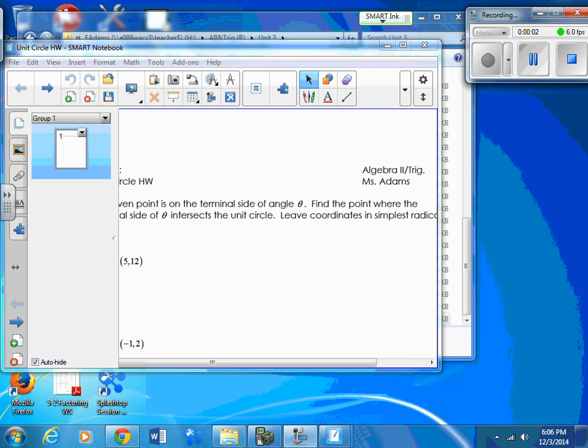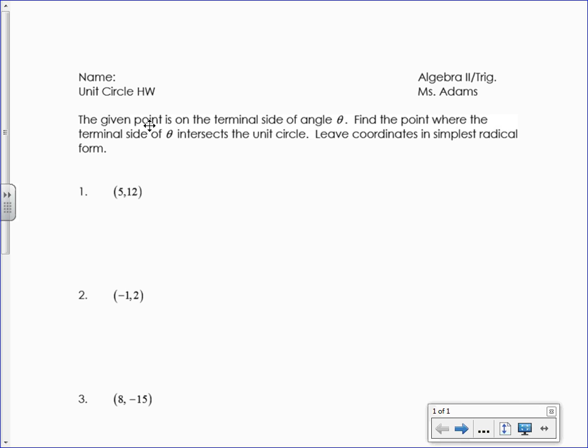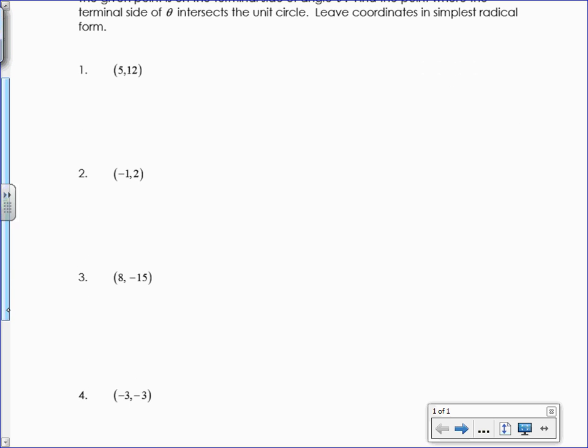We previously had to do number 1 on this assignment for homework. For the direct variation homework, I also wanted you to do numbers 2 and 3 because we already did number 1. So we are trying to find the point on the unit circle where the same angle terminates that ends at the point (-1, 2).